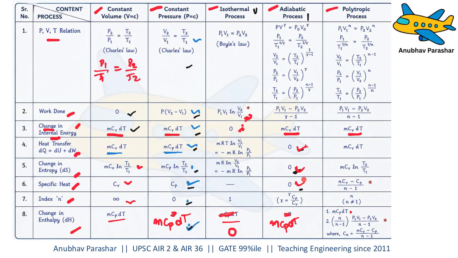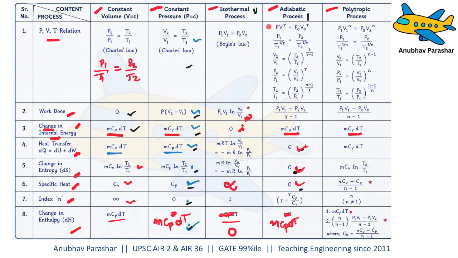Right? Specific heat is 0. Why? No heat is being supplied, right? So we cannot increase the temperature, right? So that is why the specific heat is going to be 0. Now for isothermal process, the specific heat is going to be infinite. Why? Because no matter how much heat you are supplying, the temperature is constant.